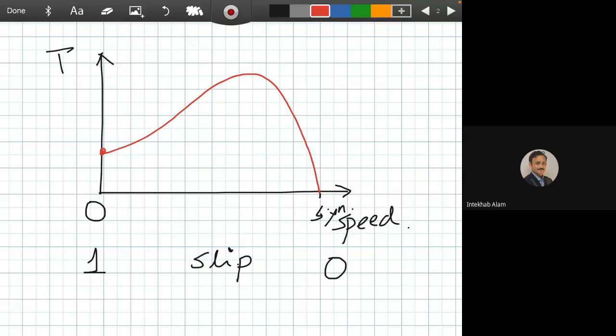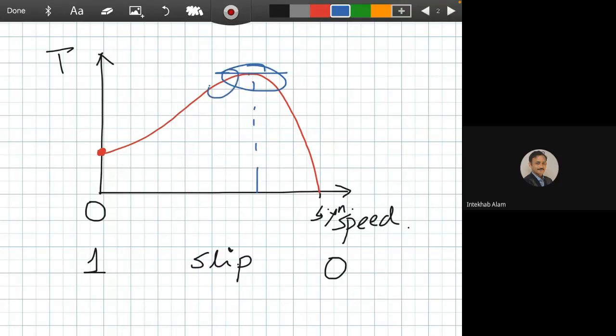At the beginning of this point, I'm pointing with a red dot. Here the speed is 0 and slip equals 1. We know it. So here we can call it the starting torque. At the starting point, the torque is low, but when the motor is running, you'll find the torque is maximum, and you can find the maximum torque with the corresponding speed.